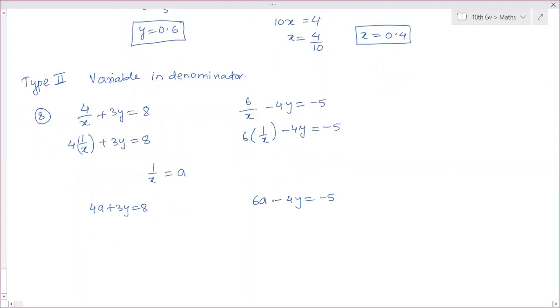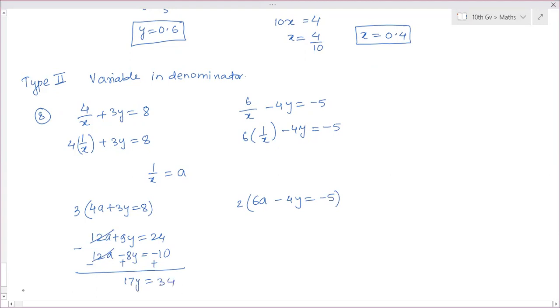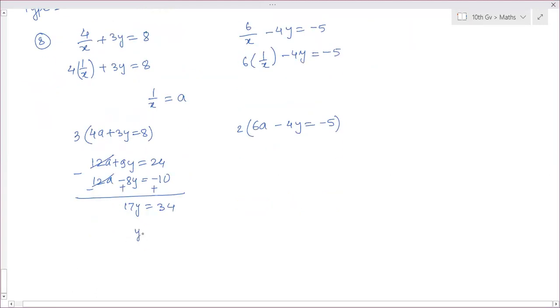Now we have to take the LCM. 4 and 6 LCM is 12. So here we have to multiply with 3 and here we will multiply with 2. So 12a plus 9y is equal to 24 and 12a minus 8y is equal to minus 10. Same sign, so we have to subtract. Minus plus plus, 12a minus 12a cancel. 9 plus 8, 17y is equal to 34. So y is equal to 34 by 17, that is 2. So value of y is 2.